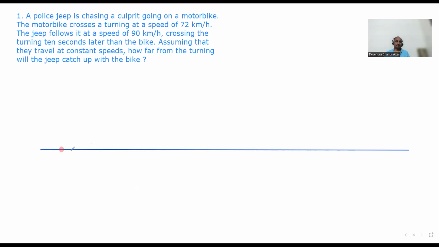So it says a police jeep is chasing a culprit on a motorcycle. The motorbike crosses a turning at a speed of 72 kilometers per hour. So the bike crossed this point with 72 kilometers per hour. The jeep follows it at a speed of 90 kilometers per hour, crossing the turning 10 seconds later than the bike. So after 10 seconds, let's say the bike is at this location. Okay, and I'll draw the bike now. These are the wheels of the bike.